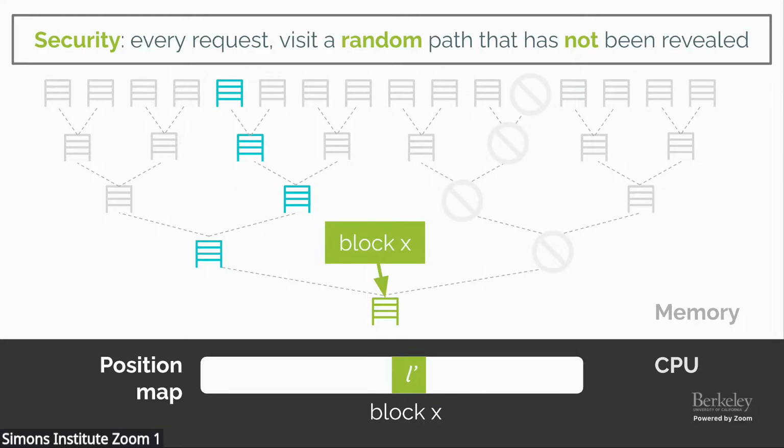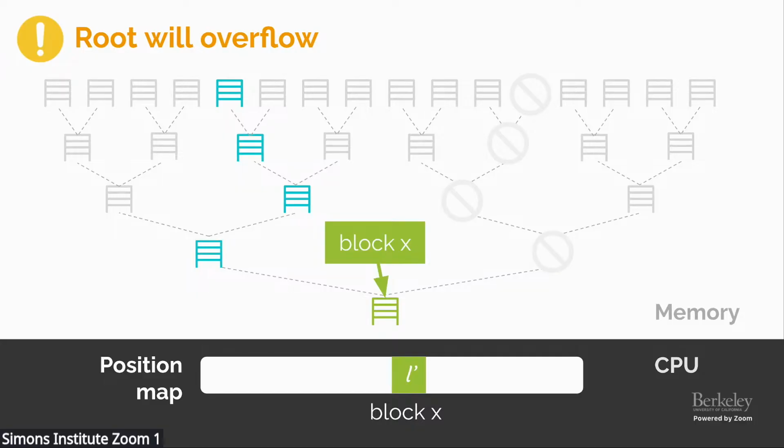If we do this, I need to resolve the issue that we cannot keep writing things to the root. But just take a moment: the key observation is that with every request, we are going to visit a random path whose choice has not been disclosed before. So that's why the scheme is secure. To make the scheme work, the only issue we have to resolve is that we cannot keep writing things to the root because it will soon overflow. So how do we deal with that?